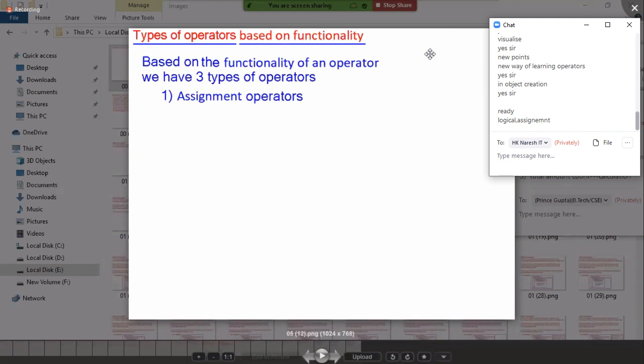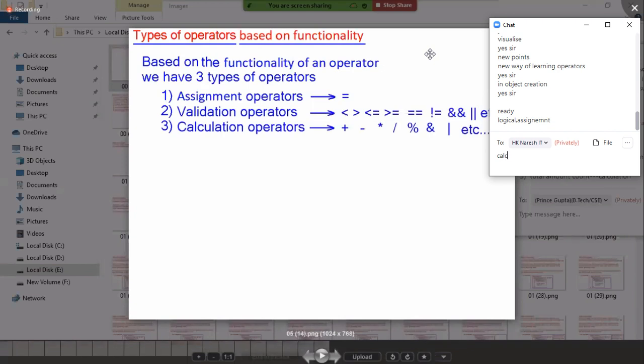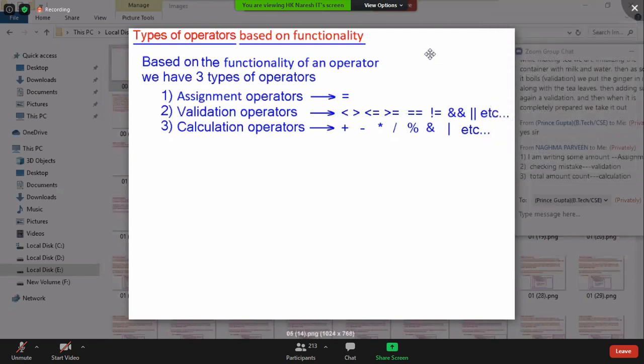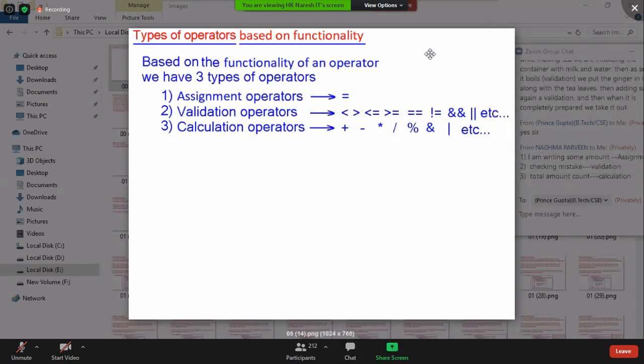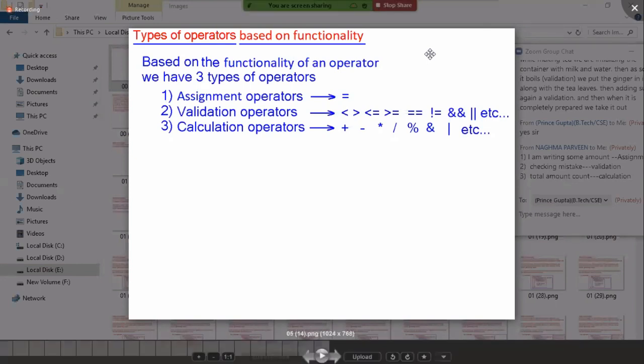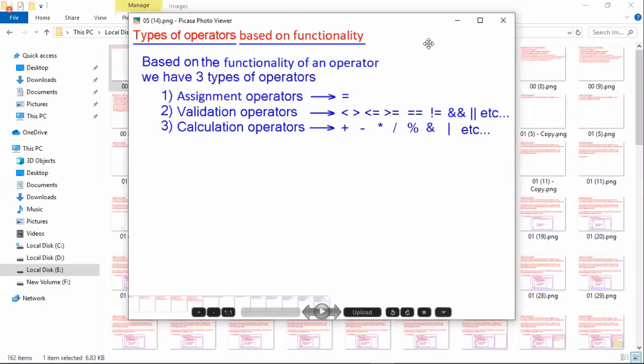Assignment operators, validation operators, and calculation operators. Assignment operator is only one. Next, validation operators: less than, greater than, less than or equal to, greater than or equal to, double equal to, not equal to, double and, double or, etc. More are there. Next, calculation operators: plus, minus, multiplication, division, modulo, single and, single or, etc. More are there. So these are the operators based on functionality.